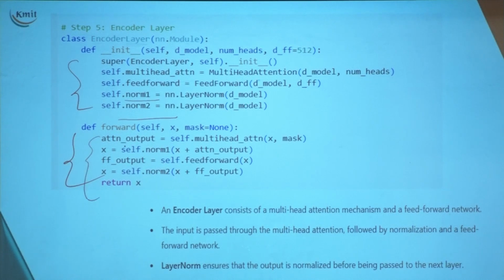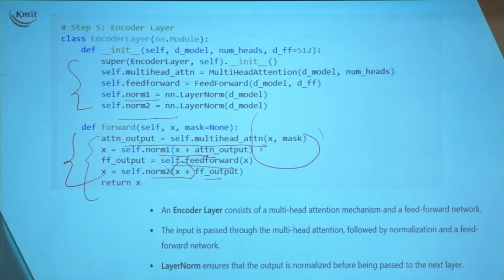So what do I do first? Multi-head with what? X. X is what? The target sequence. After that I apply normalization with what? X plus layer of X. What is that layer of X? This attention output. After that I go for what? Feed forward. After that I go for what? Self.norm of X plus FF output. X plus layer of X.